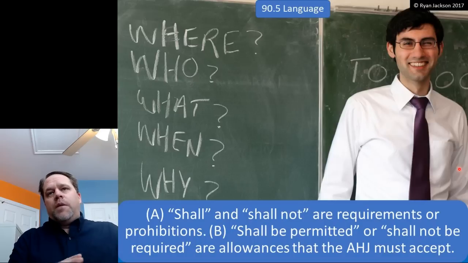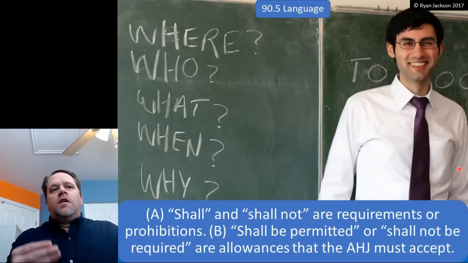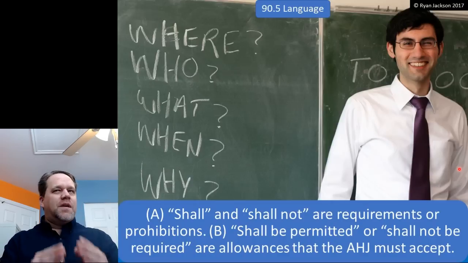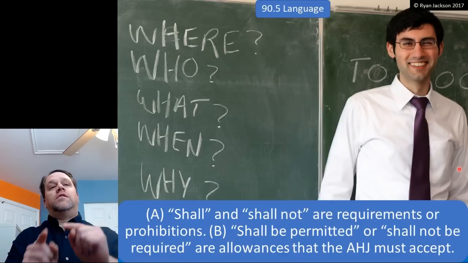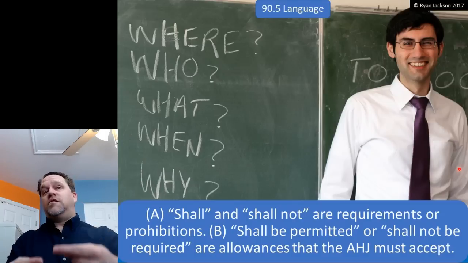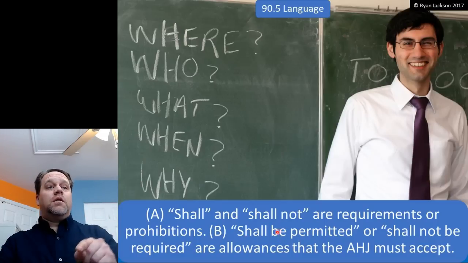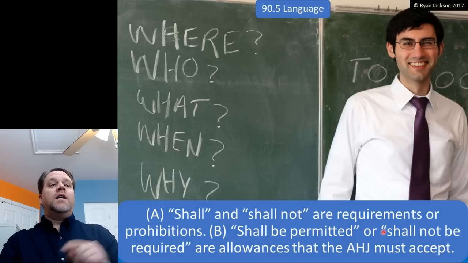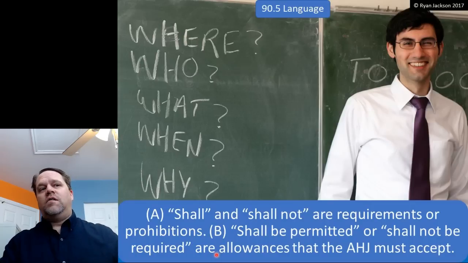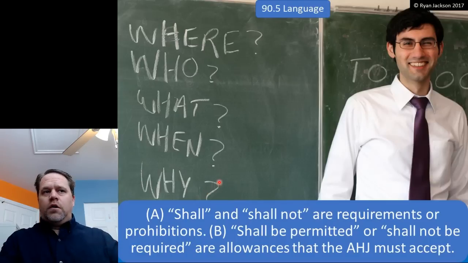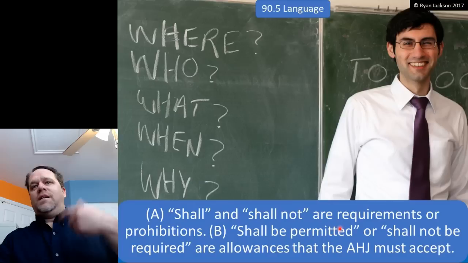Subsection B says shall be permitted or shall not be required are alternatives or allowances that the inspector must accept. The code says that it's permissive language. Well, yes, it is permissive to the installer. It's not permissive to the inspector. The inspector has to accept it. Look, it shall be permitted. You will allow this. Or it shall not be required. Look, you will not require this. It's not required to do X, Y, and Z. So A is mandatory language speaking to the installer. B is mandatory language speaking to the inspector.